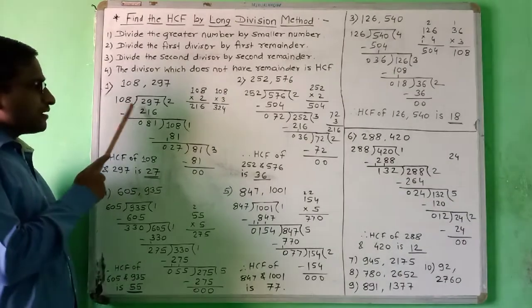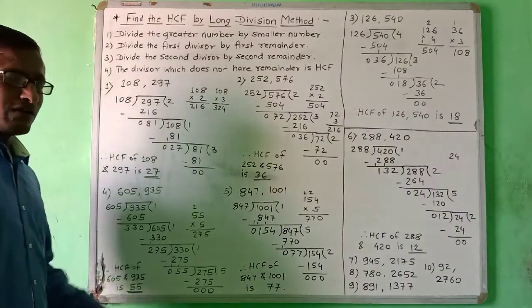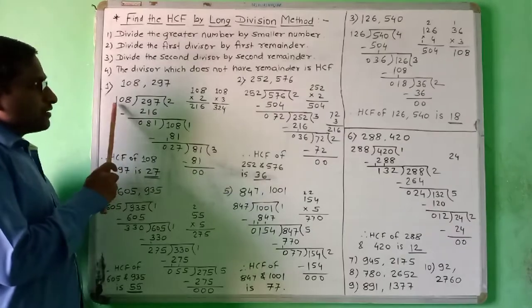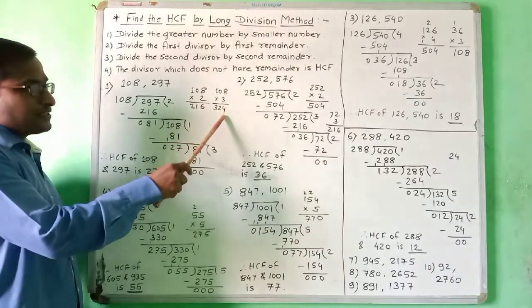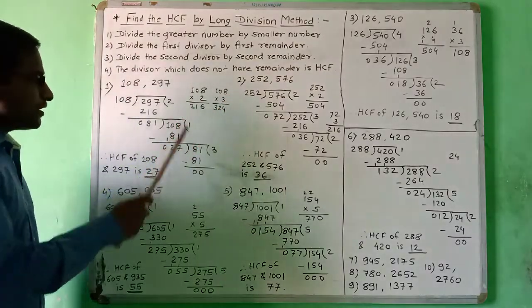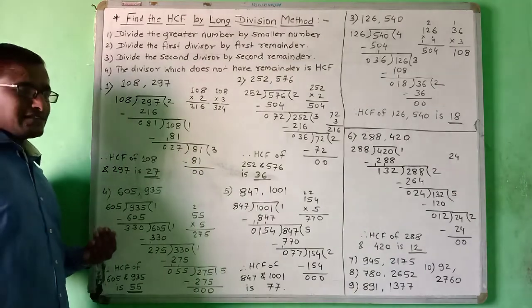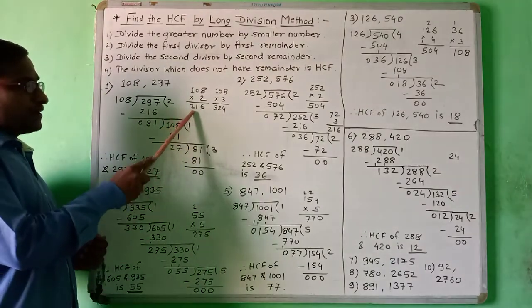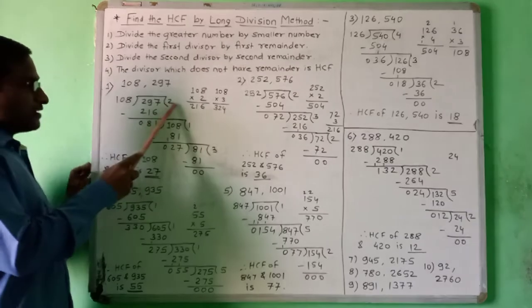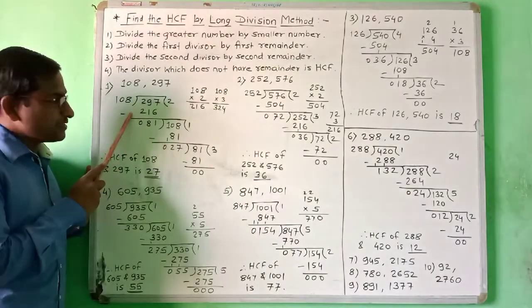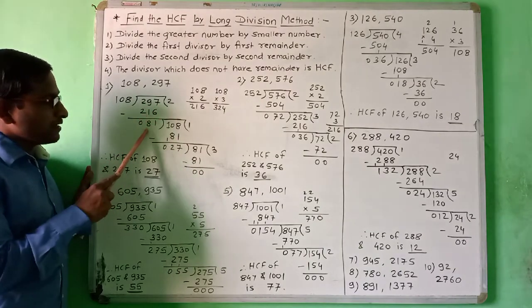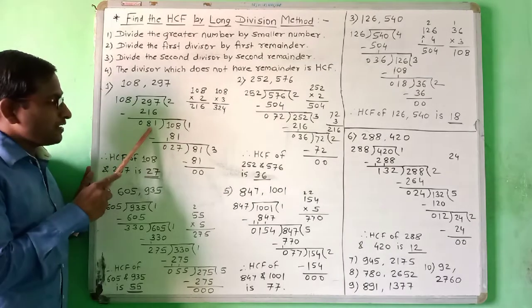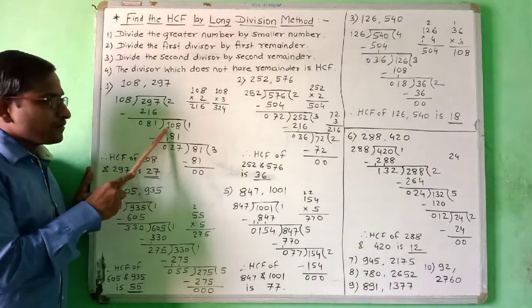In the 108 table, you find the value 297 or less than that value. So here 108 2s are 216, and 108 3s are 324. You want a value less than 297, so 216 in second place. So write here 2 and here write 216. Then do the subtraction. 7 minus 6 is 1, 9 minus 1 is 8, 2 minus 2 is 0. So this is the first remainder and the first divisor becomes the dividend.